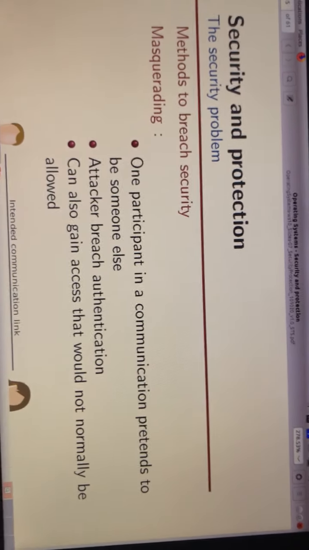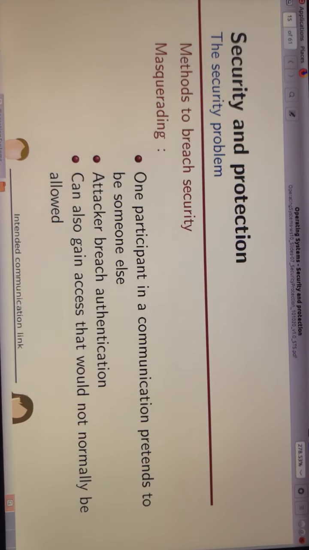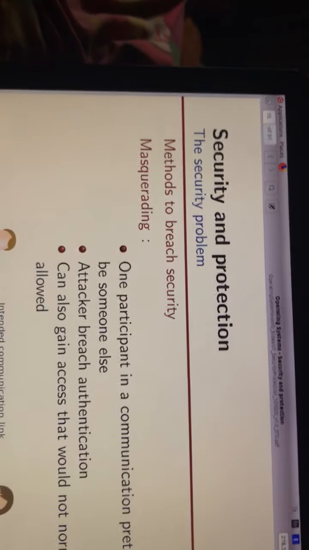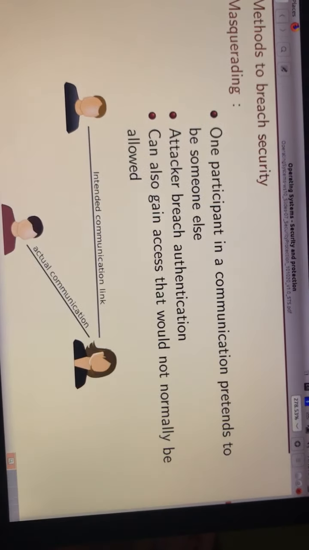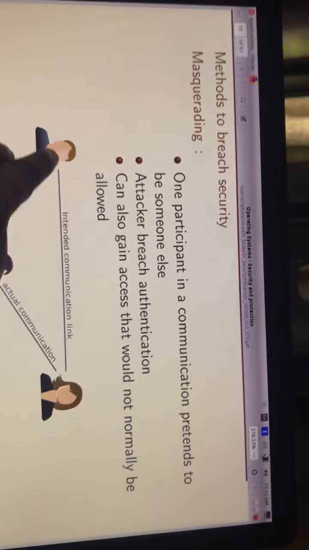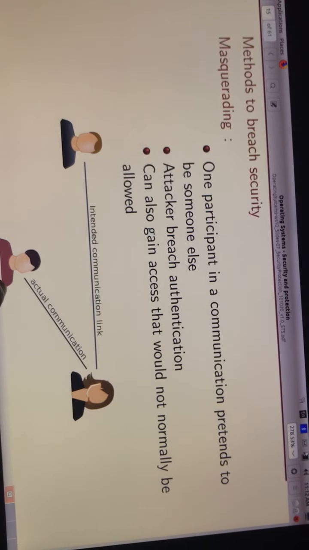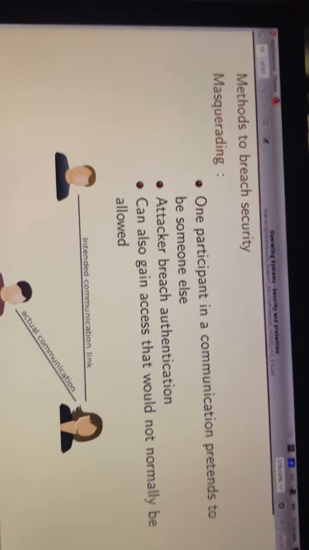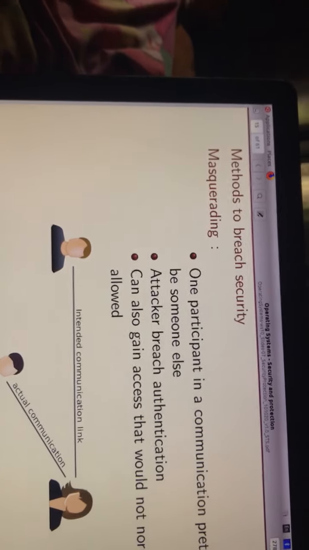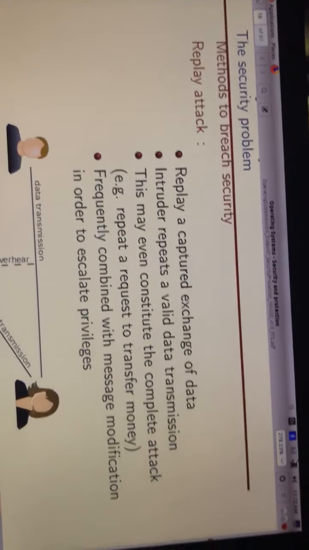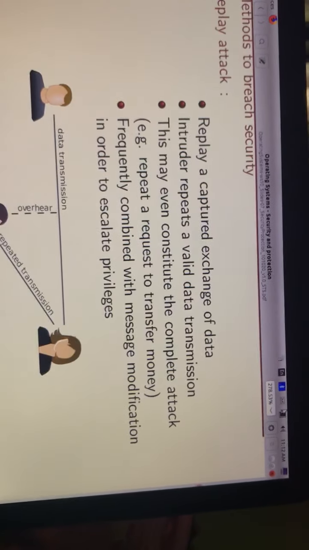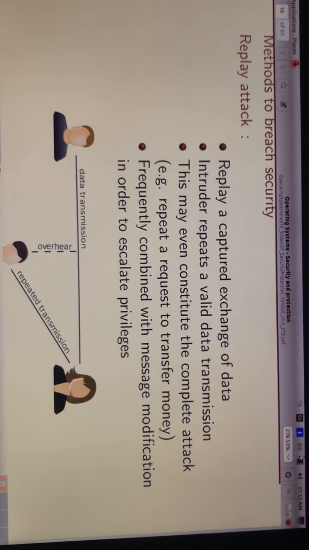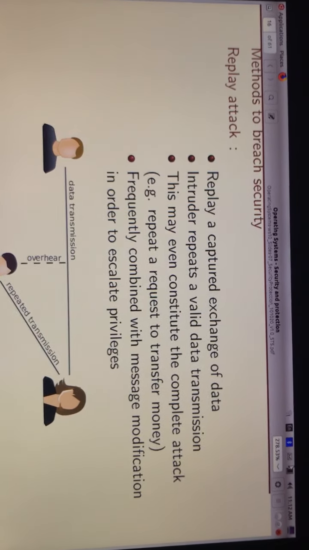Then methods to breach security: masquerading, where one participant in a communication pretends to be someone else. That means there is intentional communication, one person's corresponding to a second person's, and then a third one. Then attacker, that is, it contains a breach of authentication. Next one, replay: a captured exchange of data. The intruder repeats a valid data transmission. Then this may even constitute the complete attack.